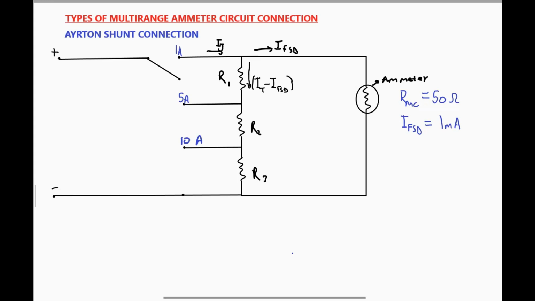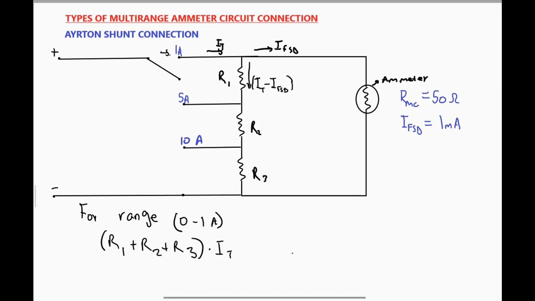So I'll start this off with the range 0 to 1 ampere, which is up here. When it is that way, the current will flow through R1, R2 and R3. This current, I total minus the full scale deflection current, times R1 plus R2 plus R3, will be equal to the full scale deflection current times the resistance of the meter coil. So at this junction, the voltage across the first, second and third resistors will be equal to the voltage across the meter coil.